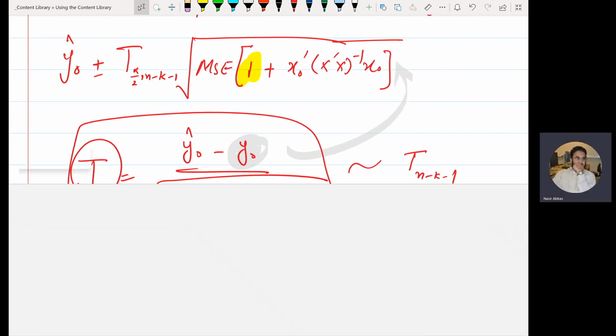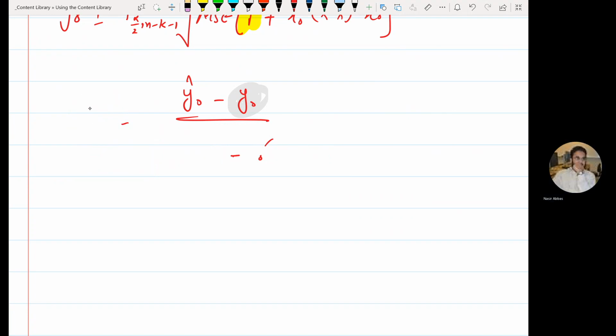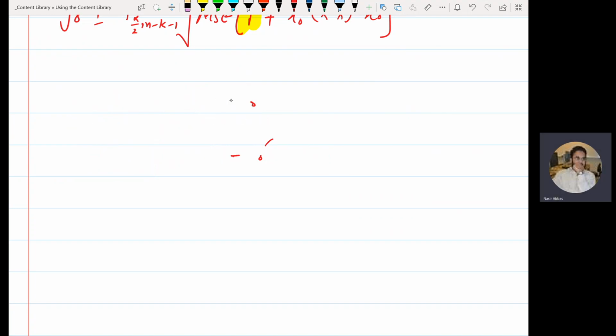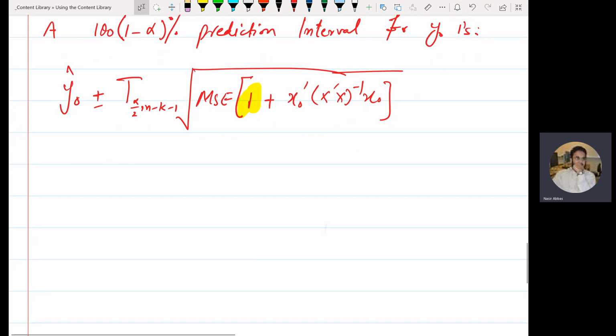You don't need this one. Don't pay attention to this one. We're not going to do the testing. We never do the testing for this one. We'll be using only this confidence interval, prediction interval to be more exact in terms of notation.